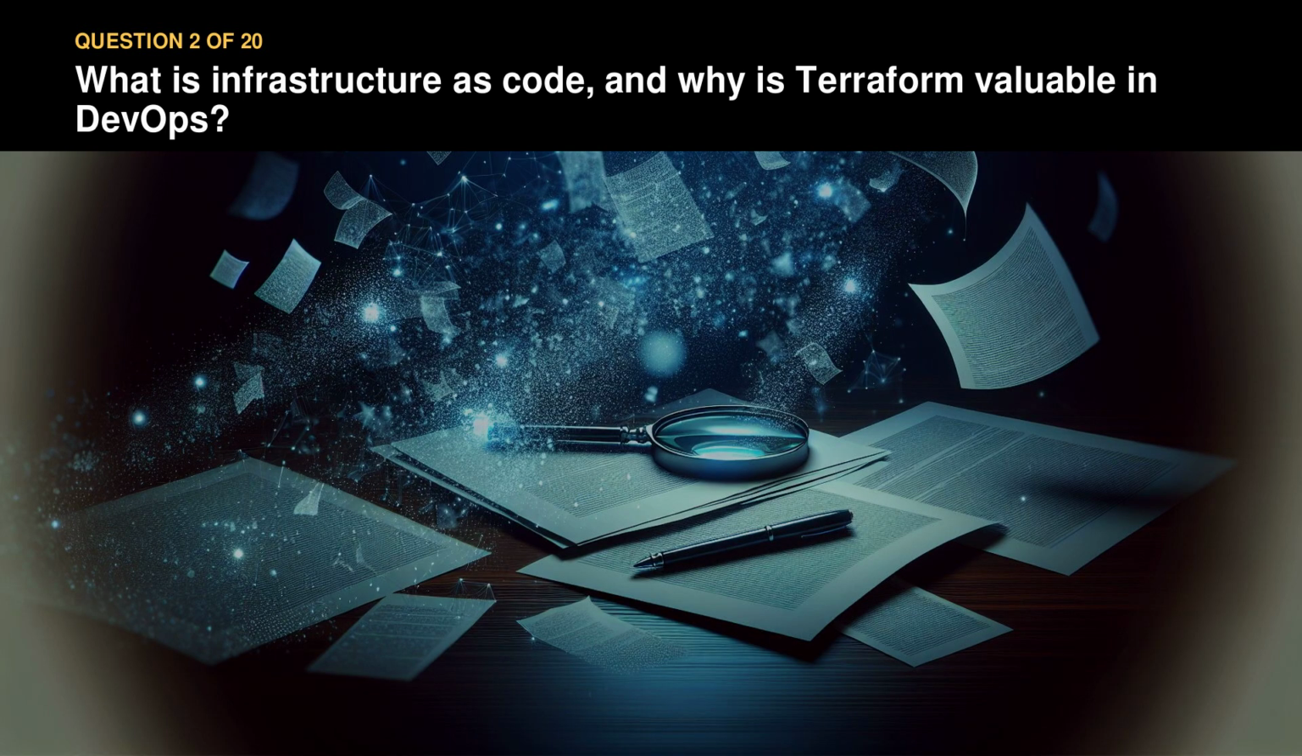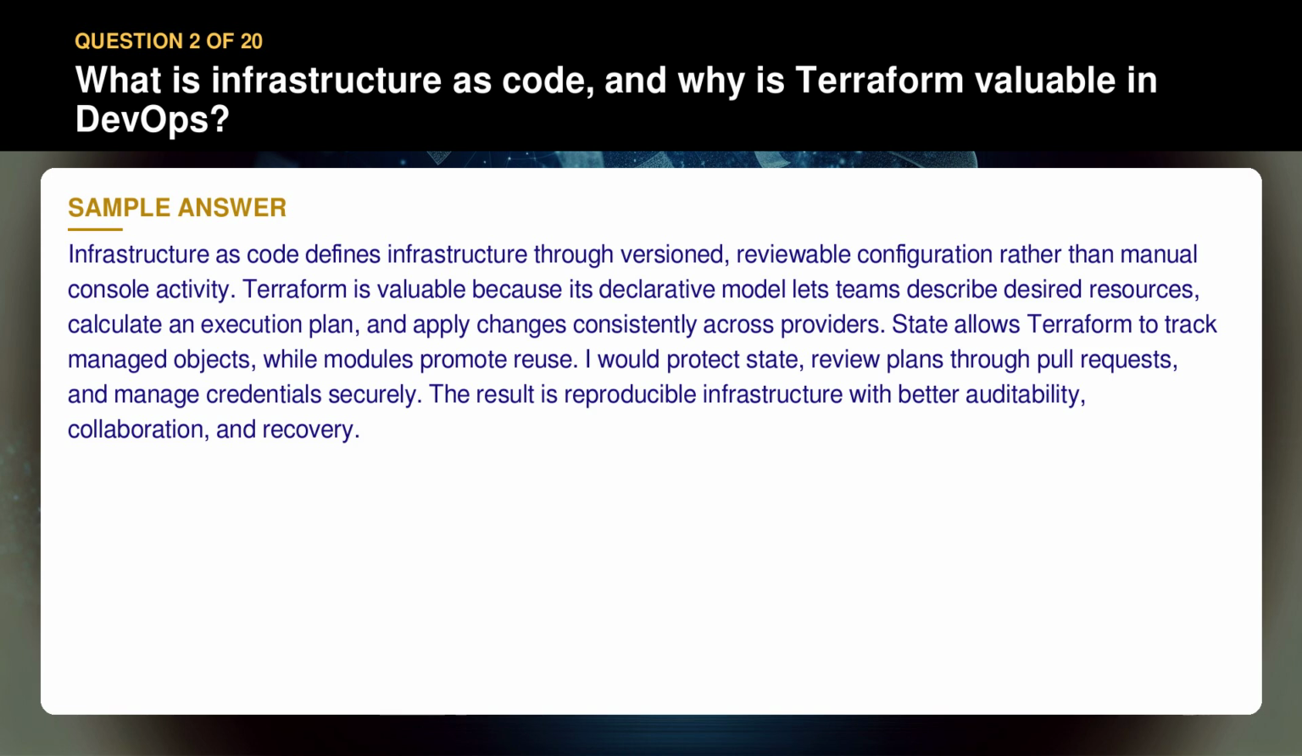Question 2. What is infrastructure as code, and why is Terraform valuable in DevOps? Infrastructure as code defines infrastructure through versioned, reviewable configuration rather than manual console activity. Terraform is valuable because its declarative model lets teams describe desired resources, calculate an execution plan, and apply changes consistently across providers. State allows Terraform to track managed objects, while modules promote reuse.